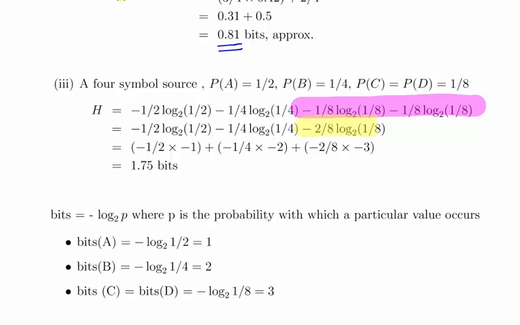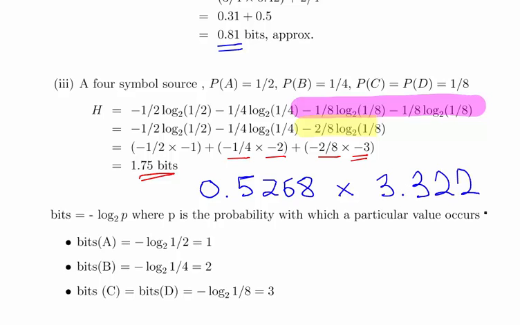Anyway, when we work it all out, we get minus a half times minus 1 plus a quarter times minus 2 plus minus 2/8 times minus 3, and that adds up to be 1.75. And if you check that on your calculators, that does work out to be 0.5268 by 3.322. Okay, so that does convert from Hartleys to bits. Okay, that's it.